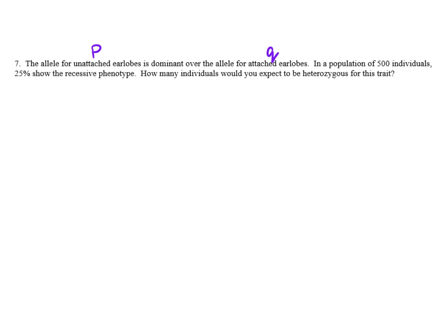It says in a population of 500 individuals, 25% show the recessive type. So 25% are recessive, and I just said that recessive is the Q, so 25% is the Q. How many individuals would you expect to be heterozygous for this trait? And I know, based on our PQ stuff, that heterozygous is going to look like PQ. So it's asking for how many. Notice it says how many, not the frequency.